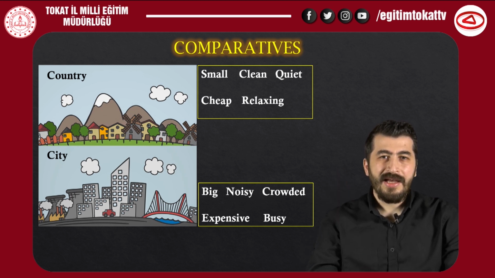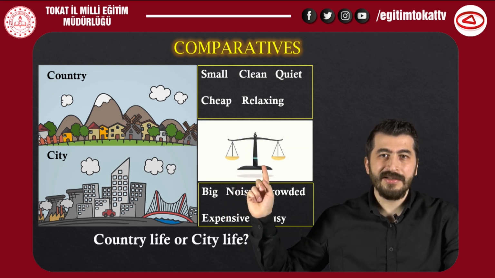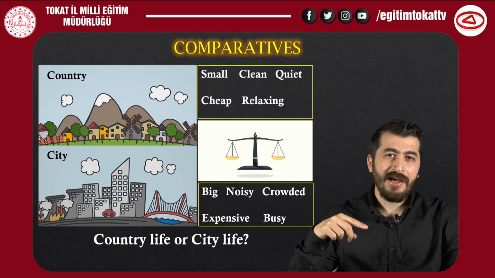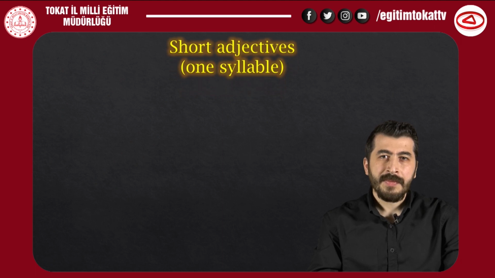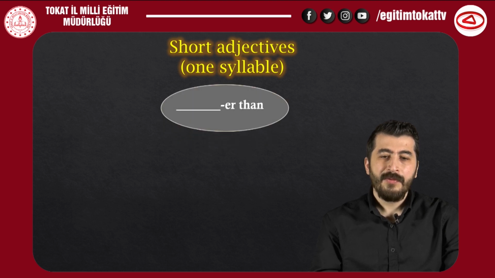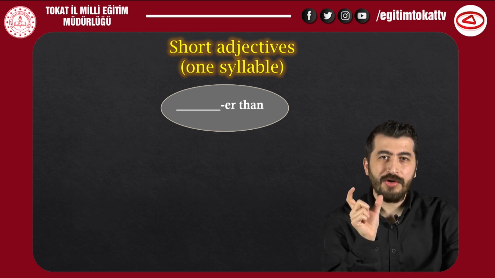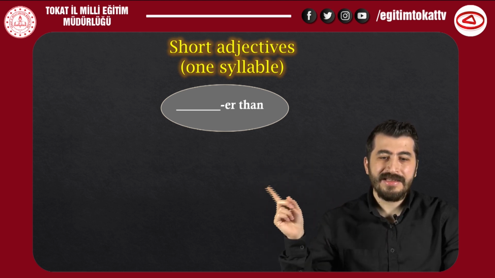At the end of this lesson, we will compare country life and city life. I will ask you, country life or city life? Now, let's learn some comparative rules. We use short adjectives, one syllable. What's that? Fast, small, short, tall. For short adjectives, we use er and then. Let's see.